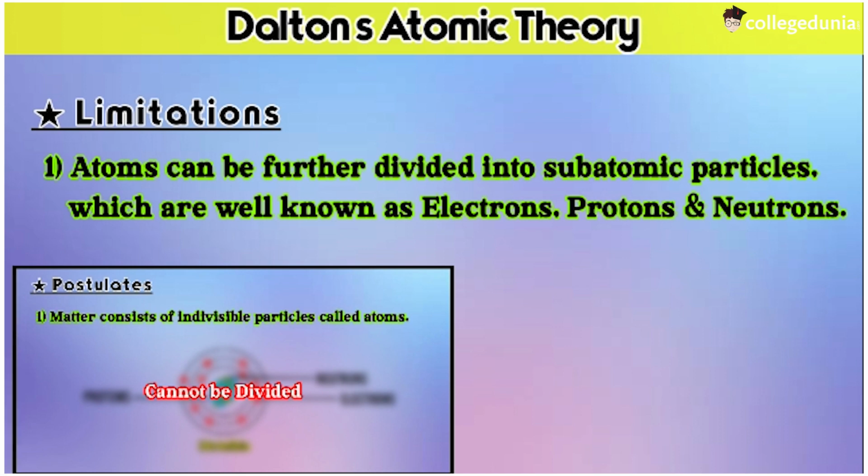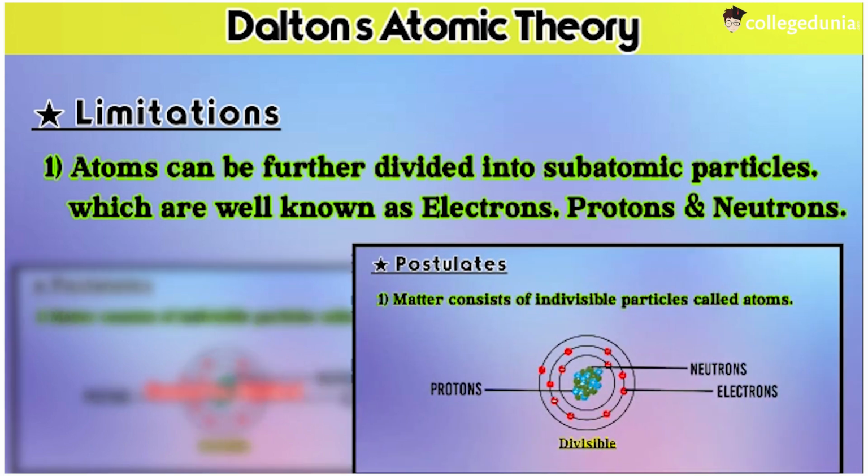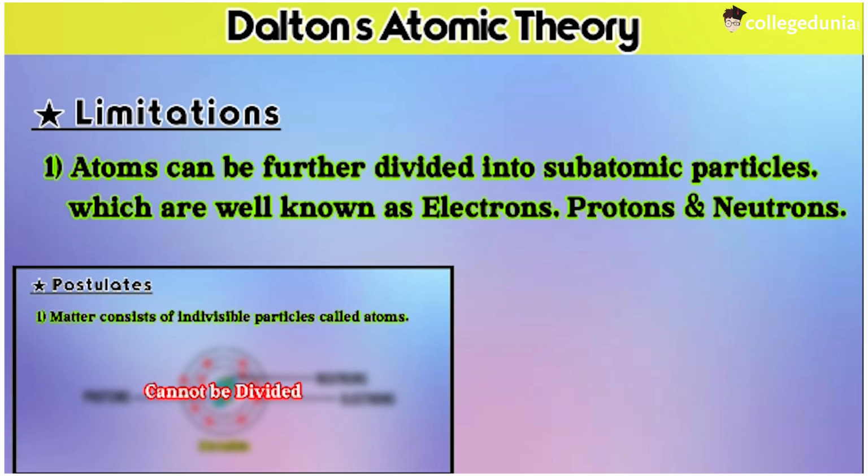I have already told you in the first postulate that Dalton proposed in his theory that atoms are indivisible, and for many years this statement was accepted by the majority of scientists, but later on it was proved that matter consists of atoms, but atoms can also be divided into subatomic particles. Due to this, the first postulate of this theory was proved wrong and considered a major drawback of this theory. Got it? Now let's move to the second limitation of this theory.